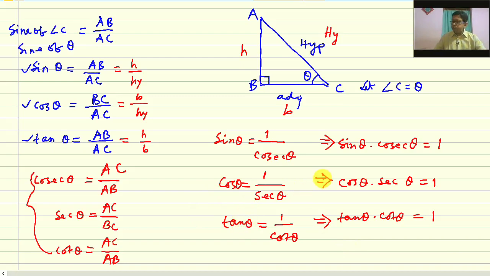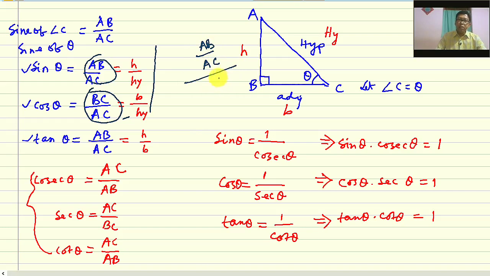Another thing, I want to change the color, then it will be better to understand. See that sine theta is equal to AB upon AC, and cos theta is equal to BC upon AC, isn't it? So you can take the ratio of these two, AB upon AC whole divided by BC upon AC. That means you are taking sine theta upon cos theta. So this AC is cancelled, getting sine theta upon cos theta is equal to AB upon BC.